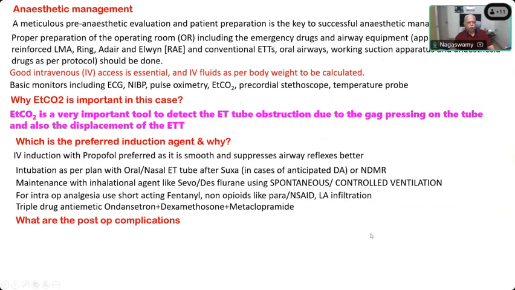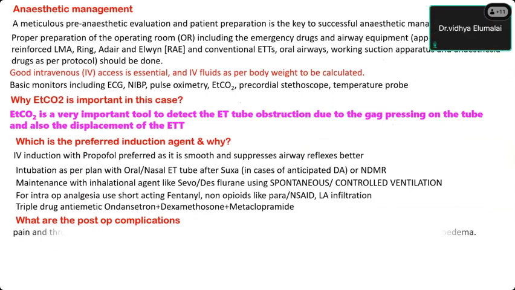What are the post-op complications? Sir, laryngospasm, hemorrhage, sir. Airway edema. Early, intermediate, late, like that you can classify. Obstruction because of foreign body, laryngospasm, bronchospasm, desaturation. Post-op, you can have bleeding. How do you classify the bleeding? So primary, reactionary, secondary.